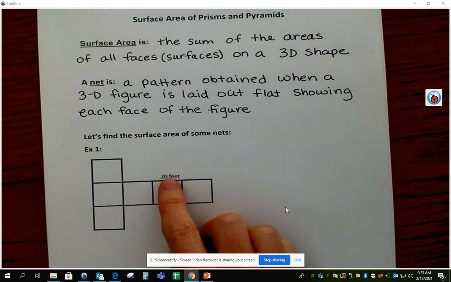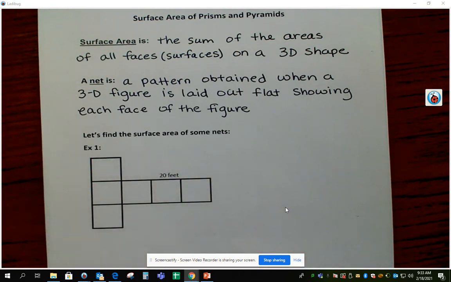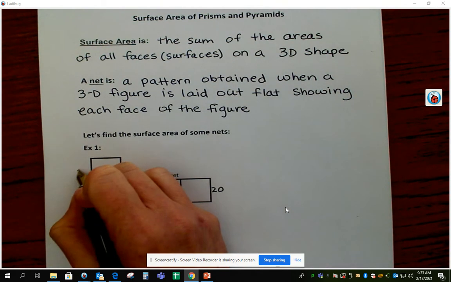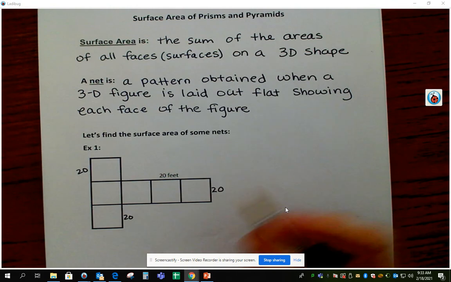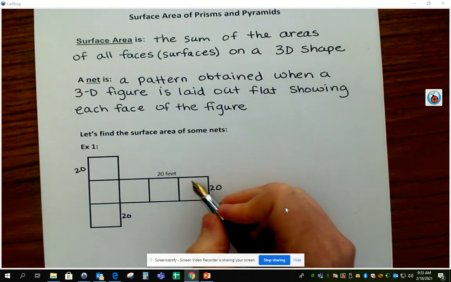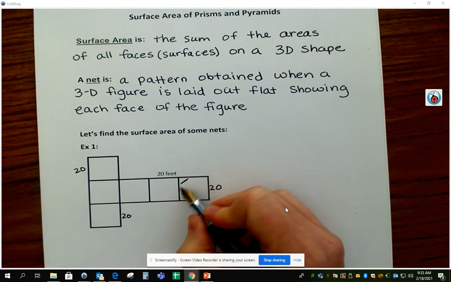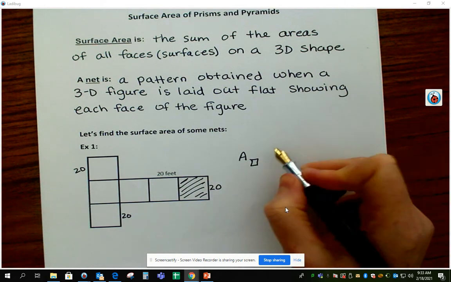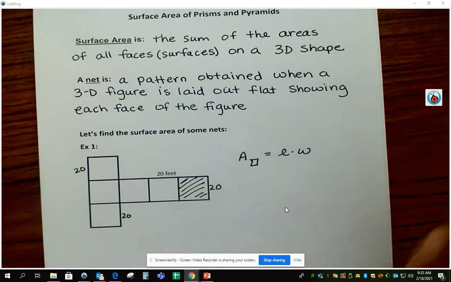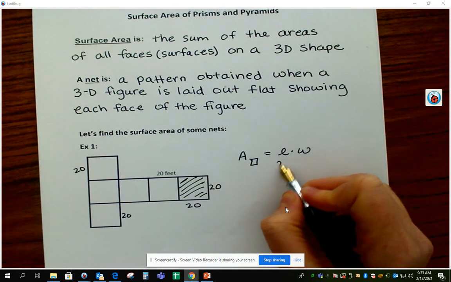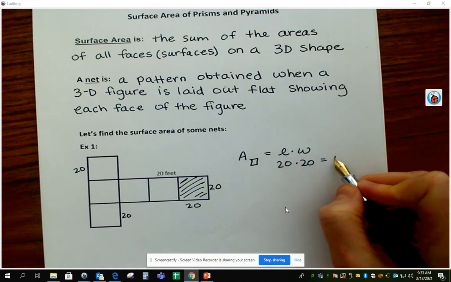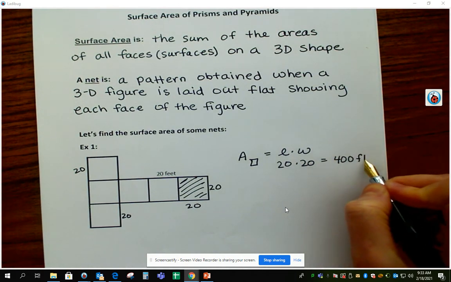Okay, so we're going to start with some nets here, finding the surface area. This one tells us that this side is 20 feet, and all of the sides are equal. So this is 20 feet, and this is 20 feet, and this is 20 feet. Every side is 20 feet. So what we can do is take the area of one of these, say this one here, and the area of that square is length times width, right? And we know that it's 20 times 20. So the area of one of those squares is 400 feet squared.